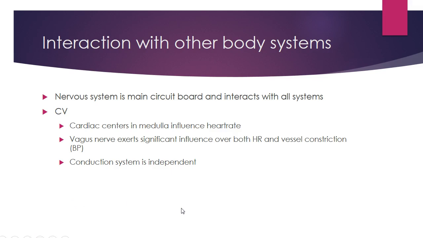So how does the nervous system interact with the other body systems? Well, it interacts with every single body system because it has some kind of role to play in everything that is occurring. So with our cardiac, it influences the medulla in the brain. That is how our heart rate is controlled. It is by the medulla. The vagus nerve helps to exert influence over both our heart rate and vessel constriction. And by vessel constriction, then it's going to control blood pressure. And the electrical system of the heart is actually independent of the nervous system.